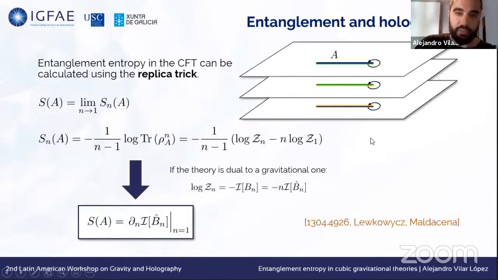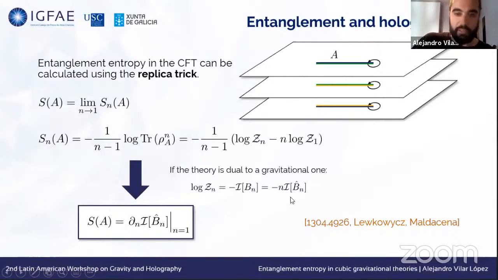But if your theory is dual to a gravitational one, the log of the partition function should be calculated using the on-shell Euclidean action of a dual solution, which is this B_n I put here. Then the entanglement entropy is just a derivative. You can manipulate this to obtain a derivative of this on-shell action. This was done by Lewkowycz and Maldacena in 2013.